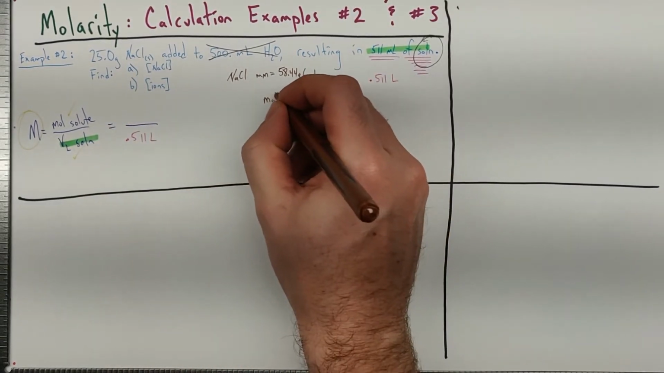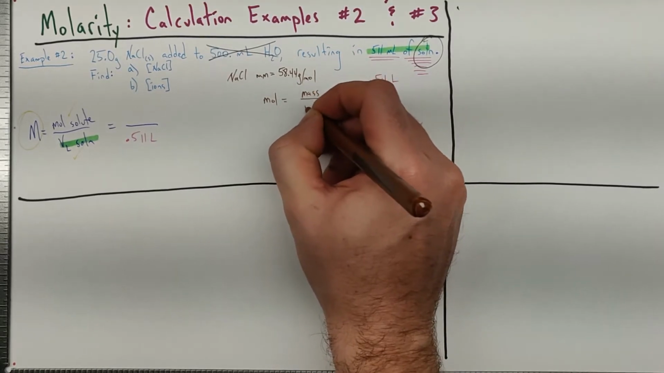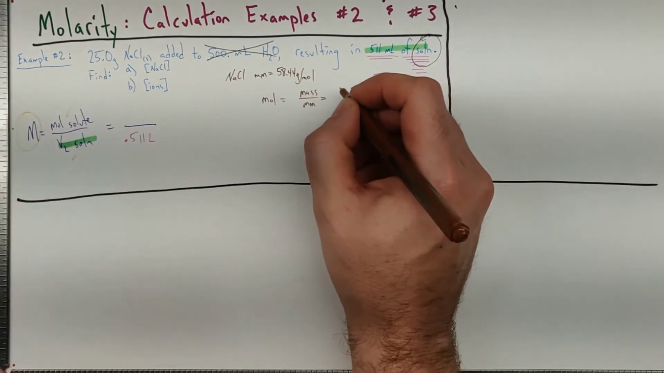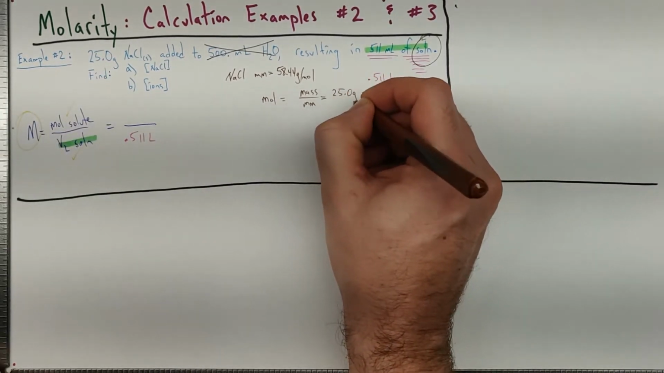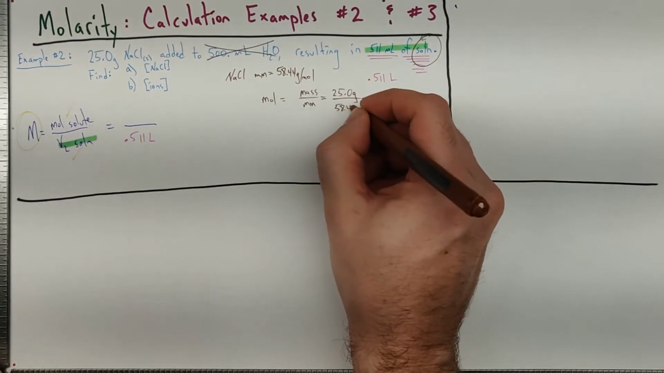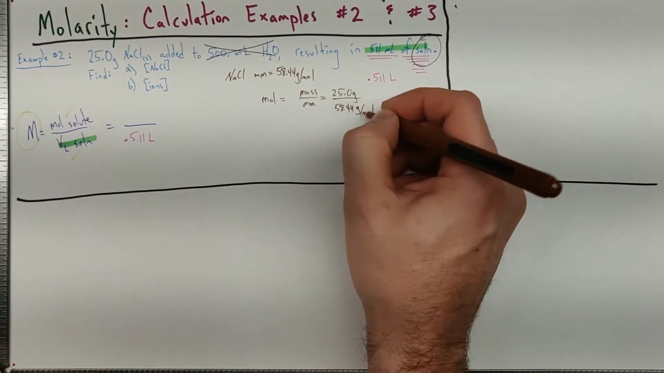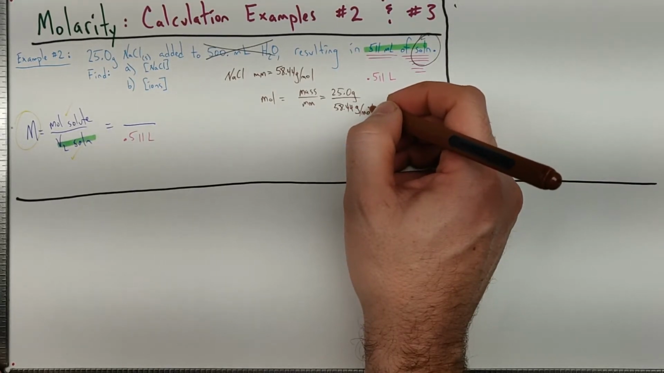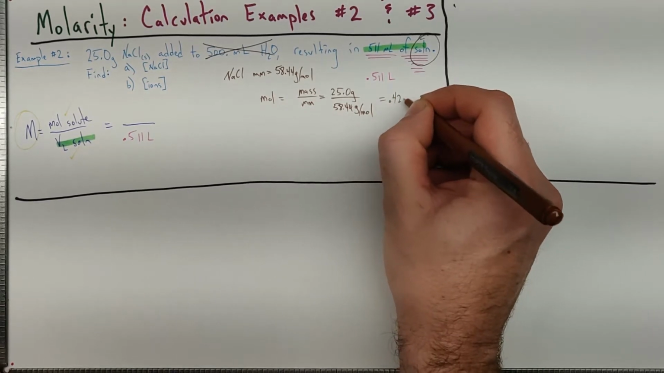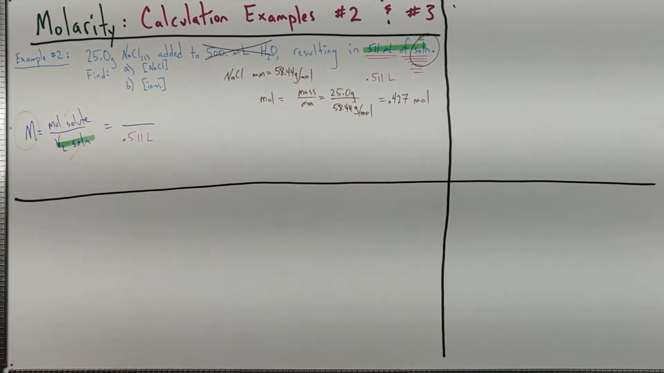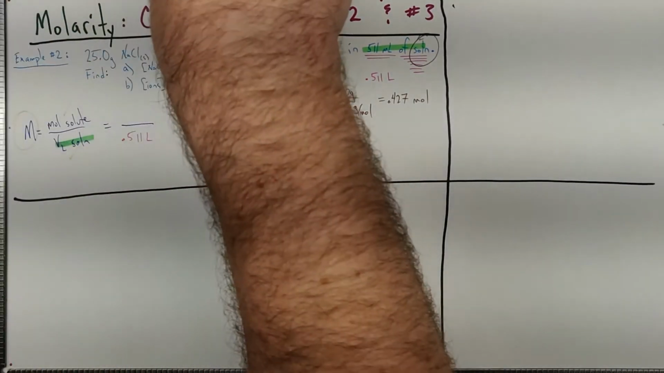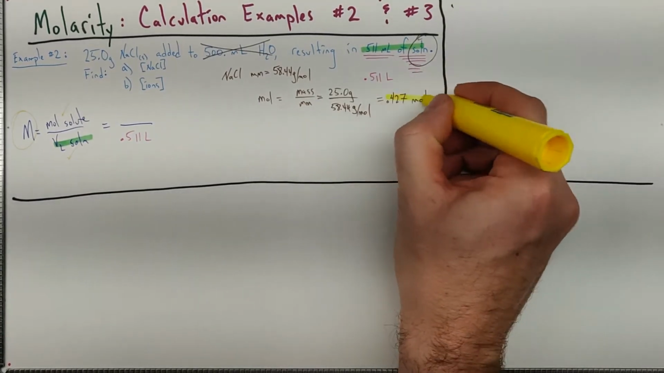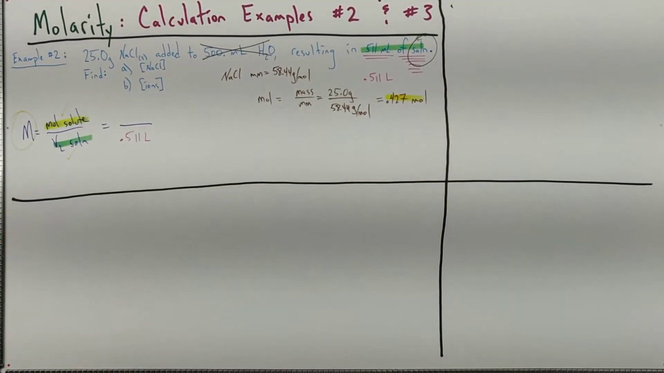We know that moles is the mass over the molar mass. The mass is our 25.0 grams, and the molar mass is our 58.44 grams per mole. Grams cancel, moles is in the denominator of the denominator, and we end up with 0.427 moles. And that is the number we will be plugging in for our numerator. So this is 0.427 moles. That is going to be my numerator right there.